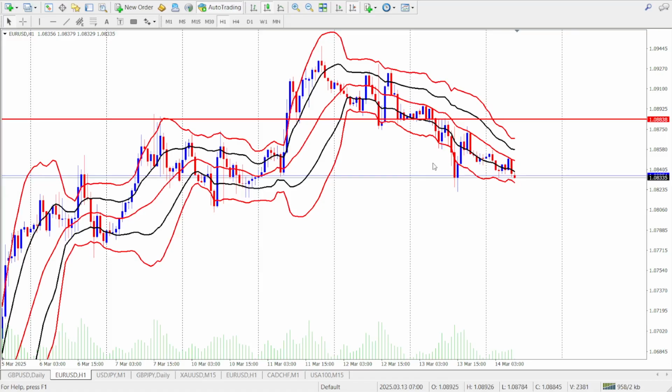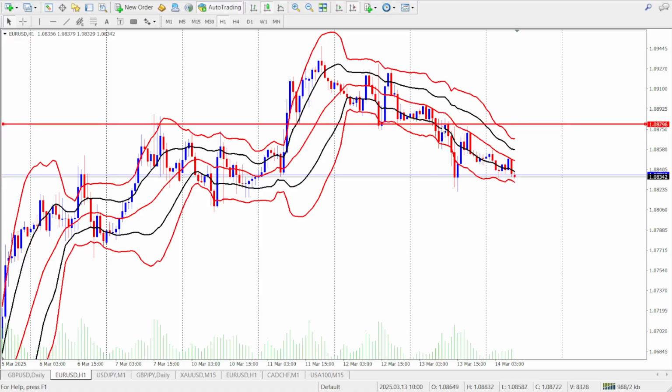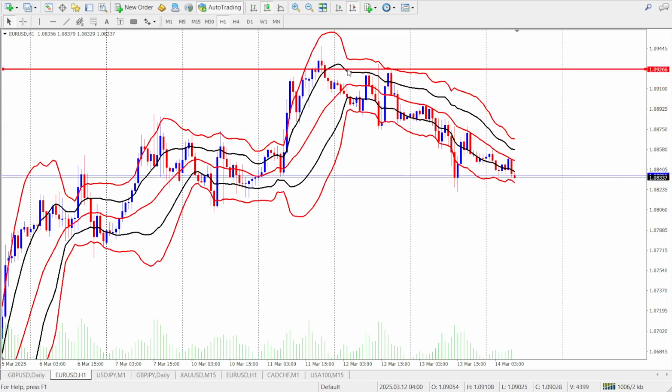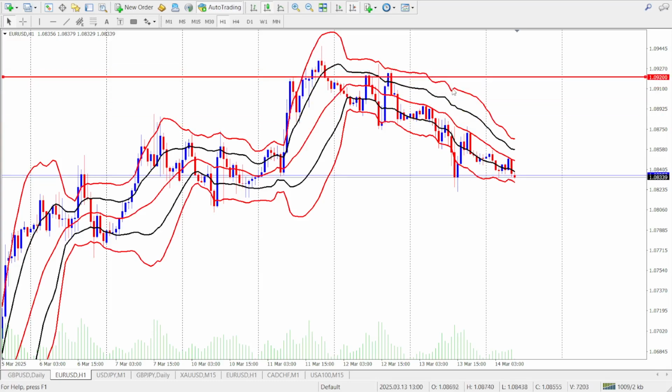Then for short trades, just wait for price to enter the strong bearish zone, and then wait for a pullback. For example, you can see that we had a pullback here. Wait for a pullback before entering a sell trade. Then you can exit your trades when price moves back into the neutral zone. For example, when you are in this buy trade, once the price moves into the neutral zone, you exit your buy. Then here, once the price moves back into the neutral zone, just exit your sell.